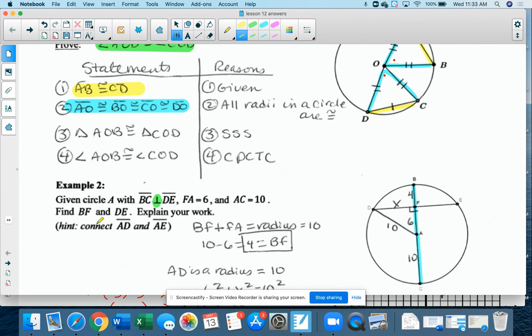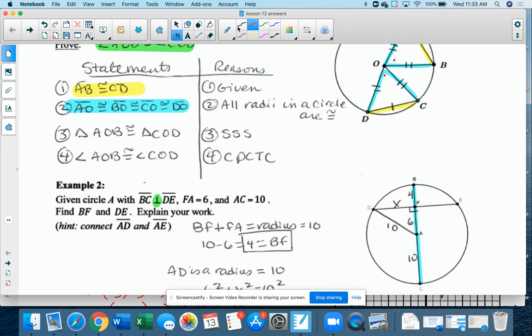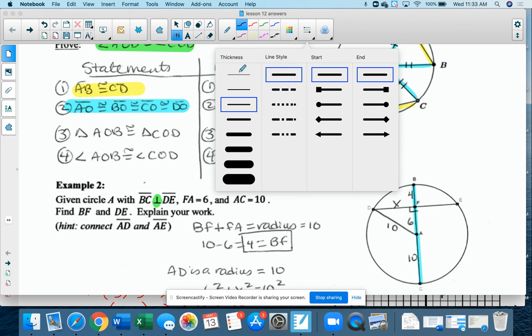Explain your work. And there's a little hint there to connect A to D and A to E. I actually just connected A to D, but I can also connect this other one over here, although I don't know if it's necessary for what I am doing. But let me just connect that, right? And they want me to connect A to E.